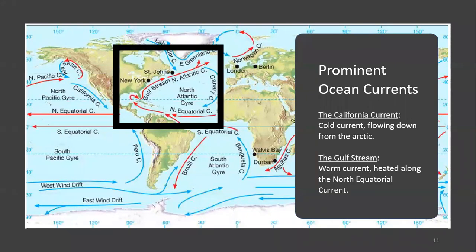The Gulf Stream. The Gulf Stream is the warm current portion of the North Atlantic Gyre. It's been heated along the equatorial current. Upon reaching the western edge of the ocean basin, the water is transported to the north, where it loses its accumulated heat before returning south.